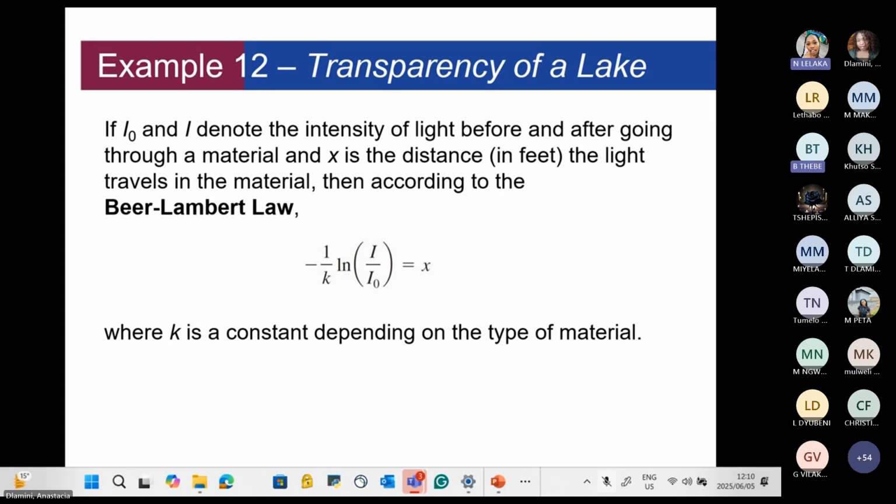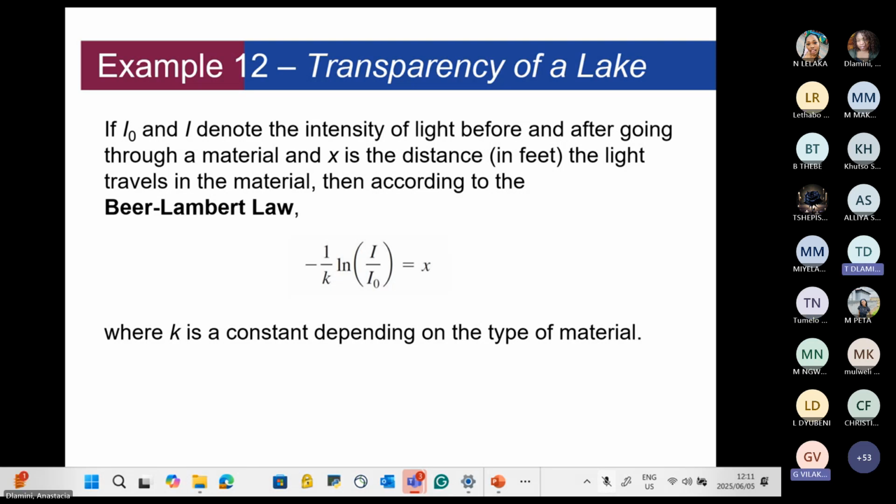You say you don't know the law, but when we read there, they say if I0 and I denote the intensity of light before and after going through a material, and x is the distance in feet. Is K a constant? What's the value of that K?